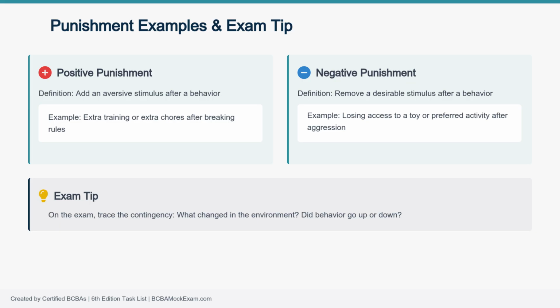The exam will often sneak the critical information into the last sentence. Over the next 2 weeks, the student's problem behavior occurred less often during class. That phrase confirms the contingency is punishers functioning as punishment, not just a consequence that looks aversive. Your job is to trace the ABC, ask what changed in the environment, and lock in whether the long-term effect was an increase or a decrease.